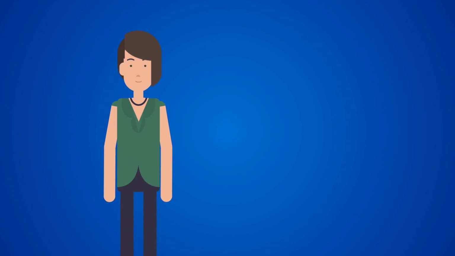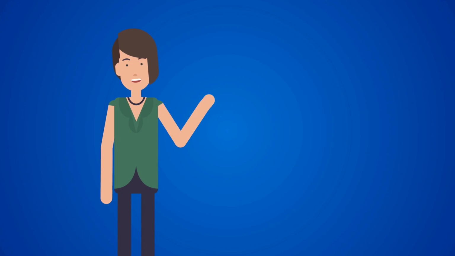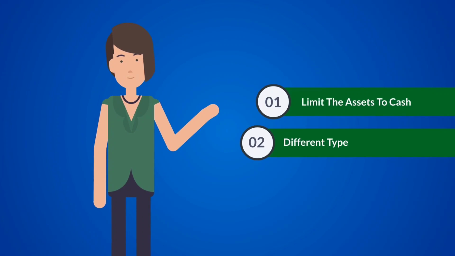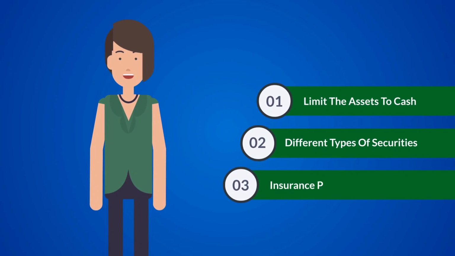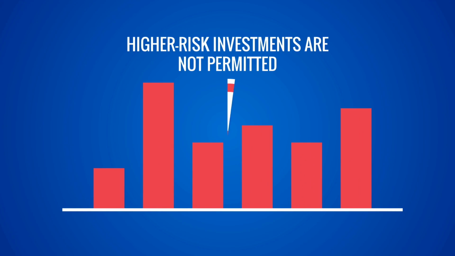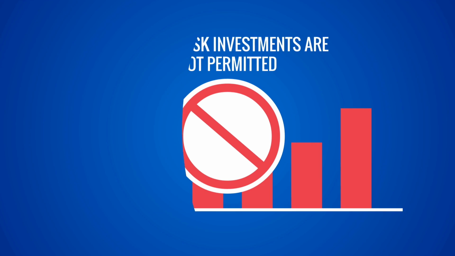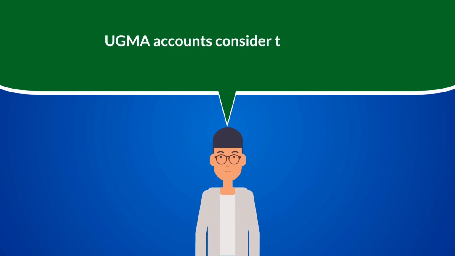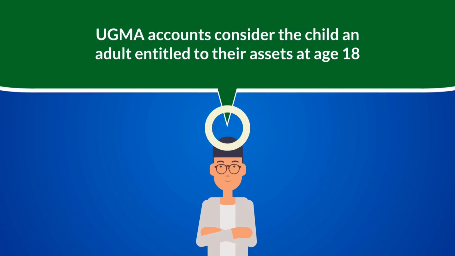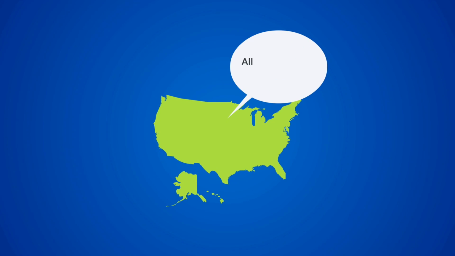UGMA accounts are a little less flexible than UTMA. UGMA accounts limit the assets to cash, different types of securities, and insurance policies. Higher risk investments, like stock options, are not permitted. UGMA accounts consider the child an adult entitled to their assets at age 18. Unlike UTMA accounts, all states in the U.S. allow you to open UGMA accounts.